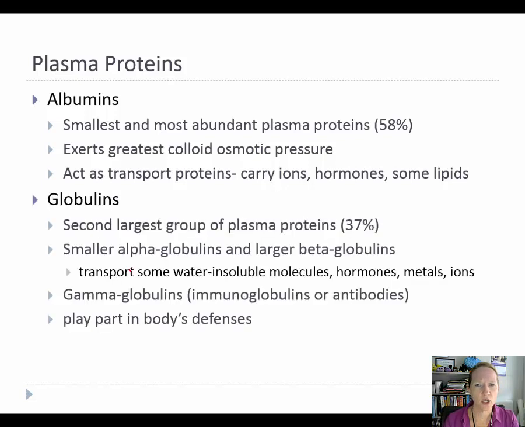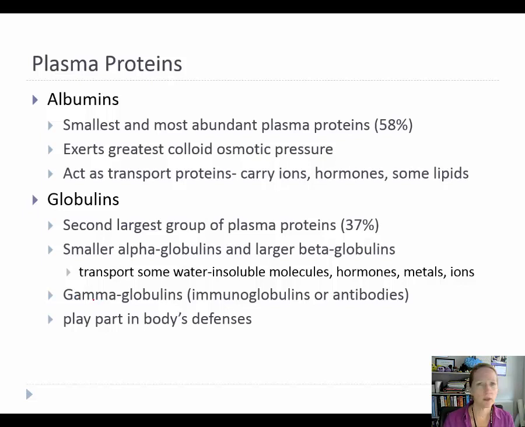Now let's take a look at globulins. They're the second largest of the plasma proteins. You have alpha and beta globulins, but you also have gamma globulins. Albumins are made in the liver along with these alpha and beta globulins as well. The main thing that alpha and beta globulins do is they also transport. They do have a little bit of a part in osmotic pressure, but anytime a question about osmotic pressure comes up, it's mainly albumin that's going to be the greatest colloid osmotic pressure protein.